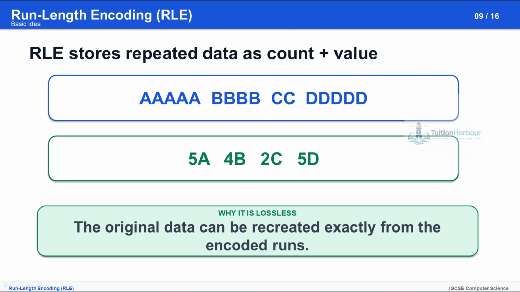Run-length encoding stores repeated data as a count plus a value. For example, 5 A characters can be stored as 5A. 4 B characters can be stored as 4B. This is lossless because the original data can be recreated exactly from the encoded runs.